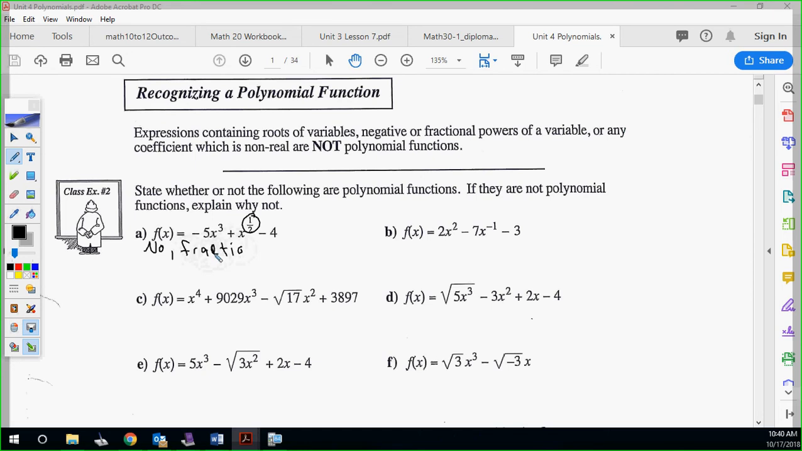Negative 5 is okay. Is that what you mean? Yeah. It's negative exponents, I believe. Okay, B. The negative exponent, right? Okay, so no, negative exponent. So the actual definition says the exponent's not a whole number.